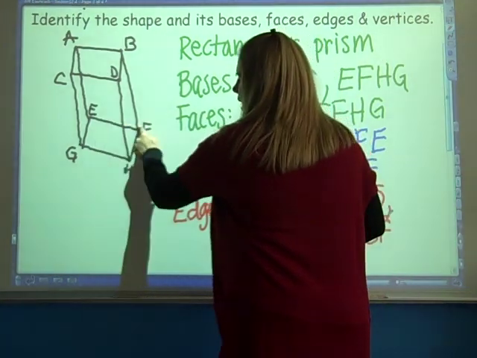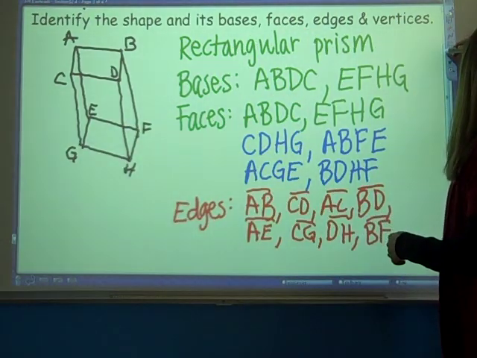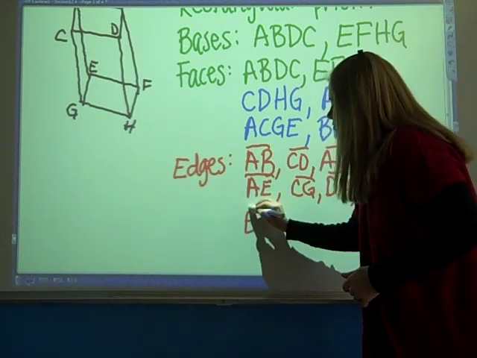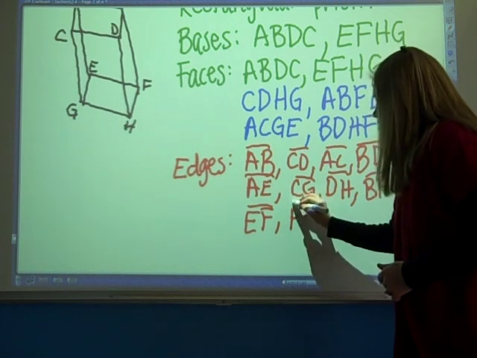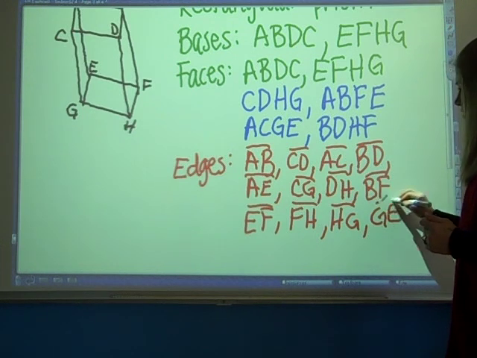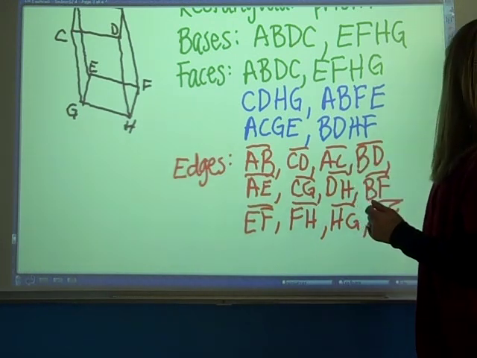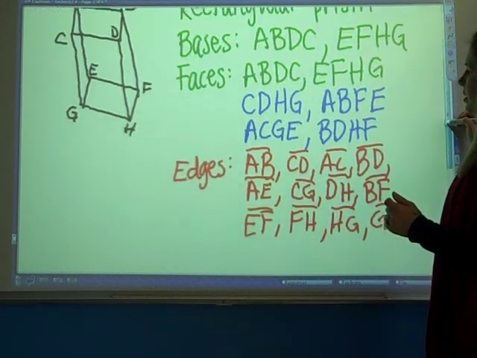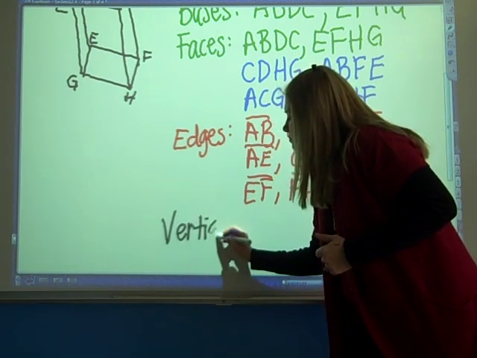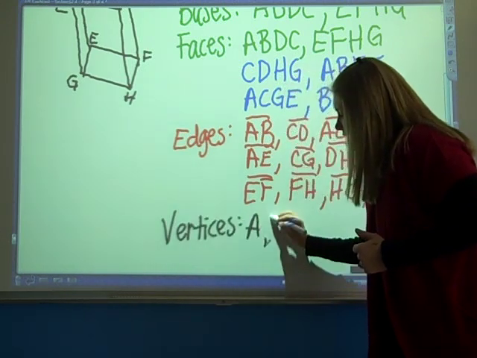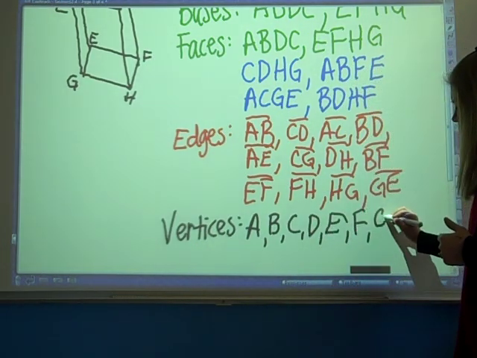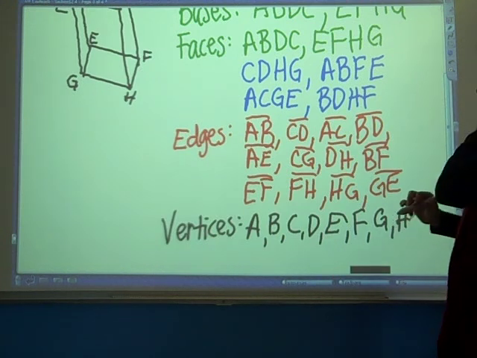And now we do the ones along the bottom. Those would be EF, FH, HG, and GE. Okay, those are all the edges. The last part of this question says name the vertices. That would be all of the points. Our vertices, you just name the letter A, B, C, D, E, F, G, and H. Those are all your vertices.